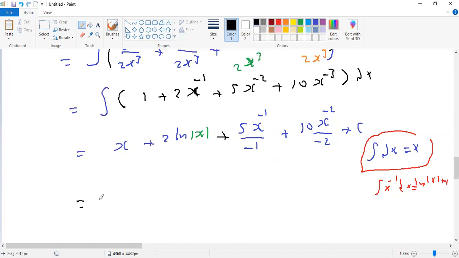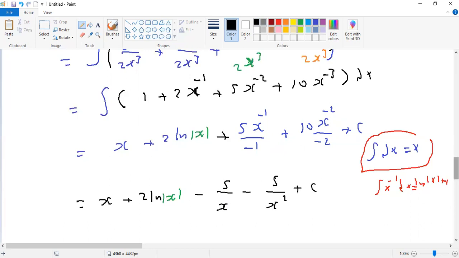So we can write it as x, the first one, then the second one, 2 ln of the absolute value of x, and plus what? Because 5 over -1 is negative, we get negative 5 x to the power -1, which you can write as 5 over x. And this one, positive over negative is also negative, and I have 10 over 2, which is 5, so I can write negative 5 x to the power -2 as 5 over x squared, plus c.